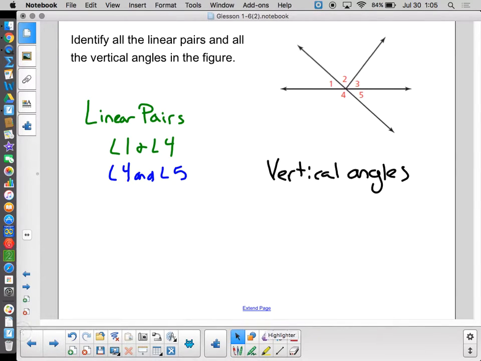Vertical angles have to happen when two lines intersect, which means that I really can't work a lot with this ray here. Any angles using that ray right there aren't going to be vertical because it's not a line, it's just a ray. I need two lines intersecting. So what would be a vertical pair? Well, angle 1 and angle 5 here are a vertical pair.